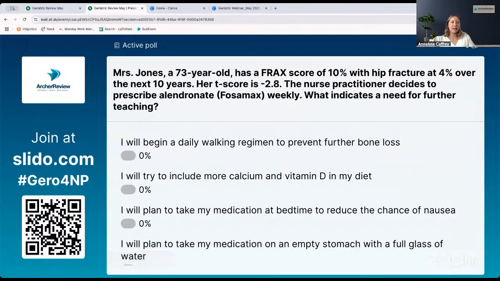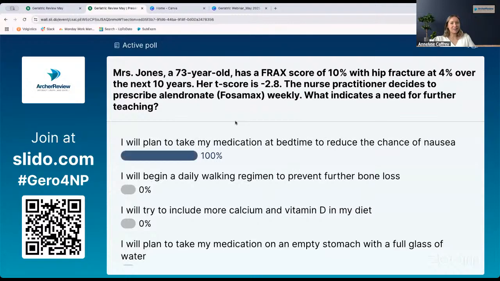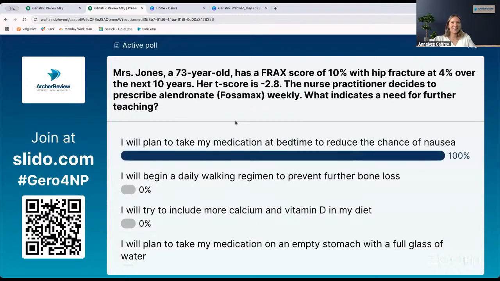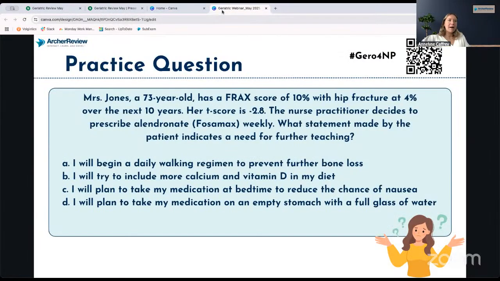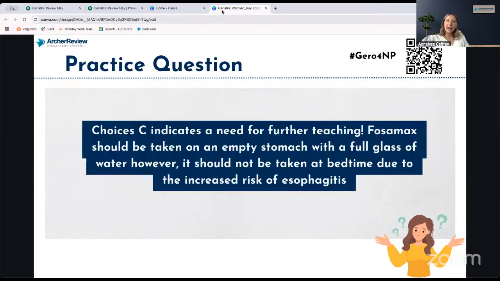What is the right answer? Meaning the wrong answer. Seeing some answers for that. C, plan to take my medication at bedtime. We'll hop back over there. Great answer, guys. C indicates further teaching. You should not take it at bedtime. That's taken in the morning on an empty stomach. Otherwise, it's going to increase that risk of esophagitis. Very dangerous to our patients.